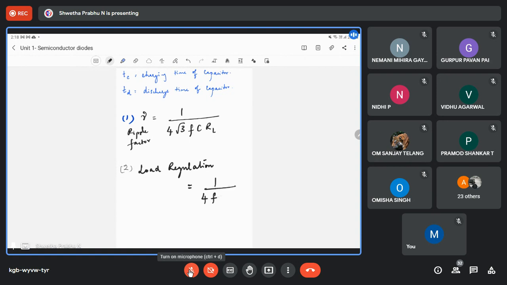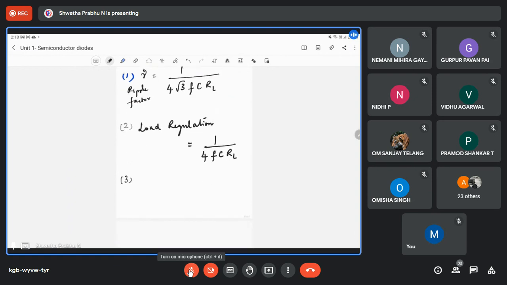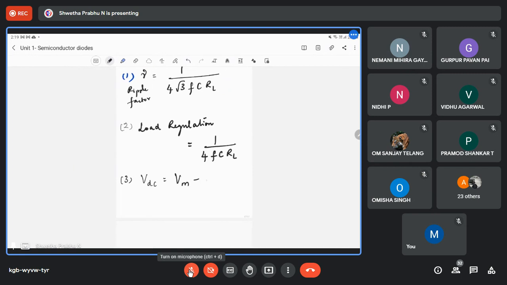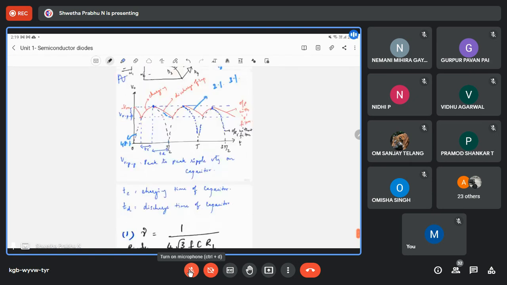One over 4 FCRL. Coming to the third formula, to find the output DC voltage, VDC. It is given by Vm minus V peak to peak divided by 2. So this equation of VDC we got from the waveform.